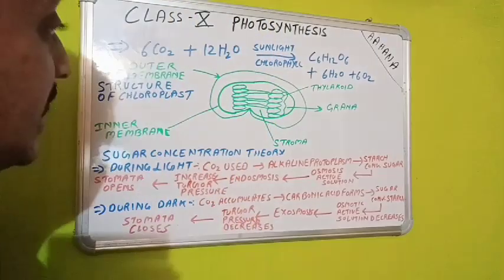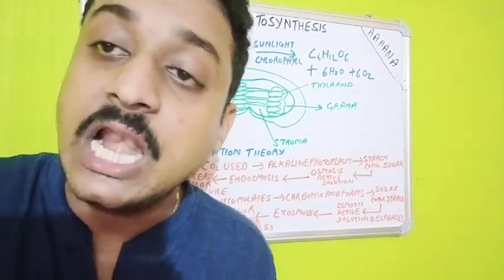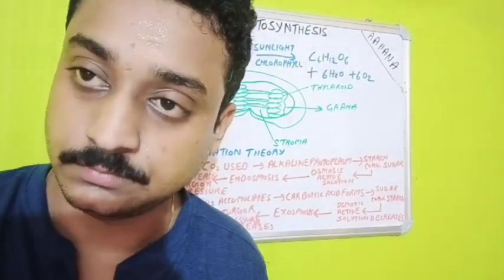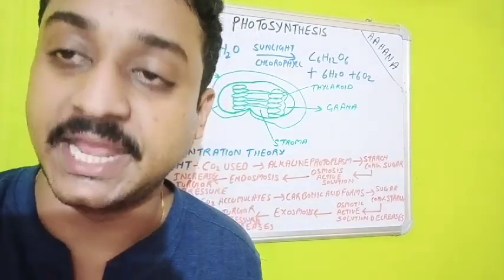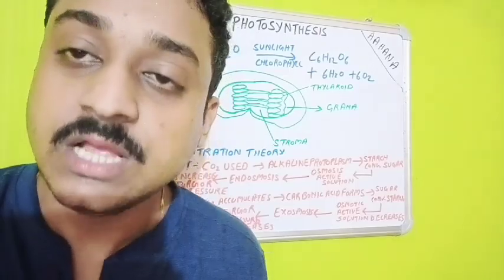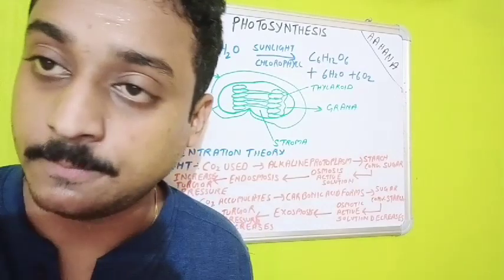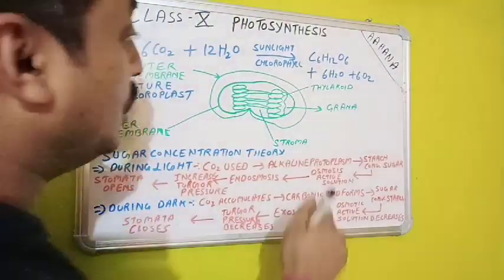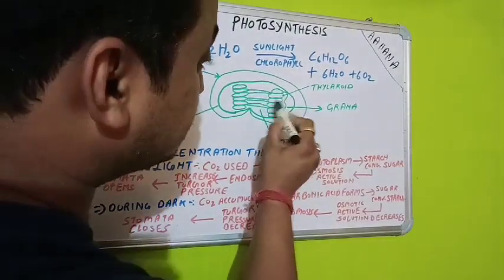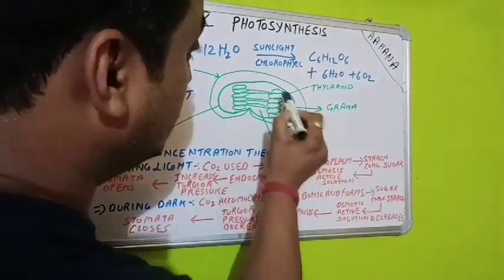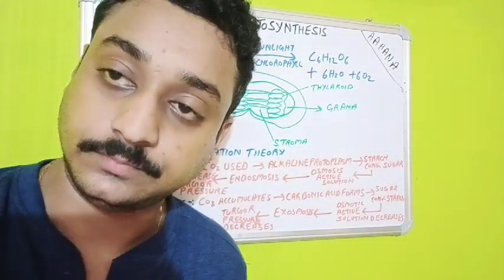Then it will have stroma. What is stroma? Stroma is the liquid content of the chloroplast where the dark reaction takes place. The dark reaction means the dark part of the photosynthetic reaction takes place in the stroma. Now, next what will we find? We will find thylakoids. What are these thylakoids? This small green round sac-like structure, which you can see very clearly, is known as a thylakoid.